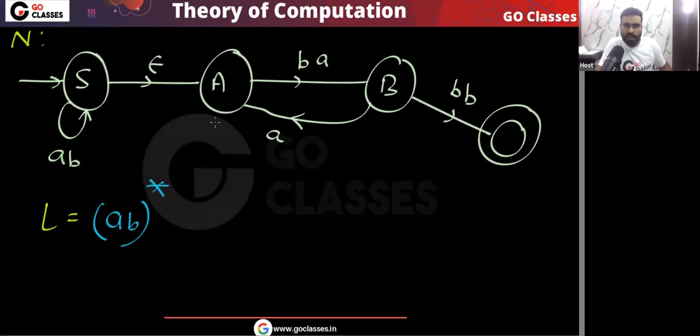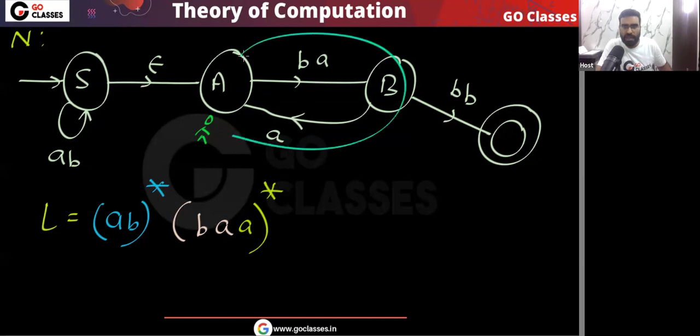Then now I am standing here. In this state, what can I do? I can do baa. This loop I can take any number of times. Yes or no? You can notice baa, baa, baa, baa.